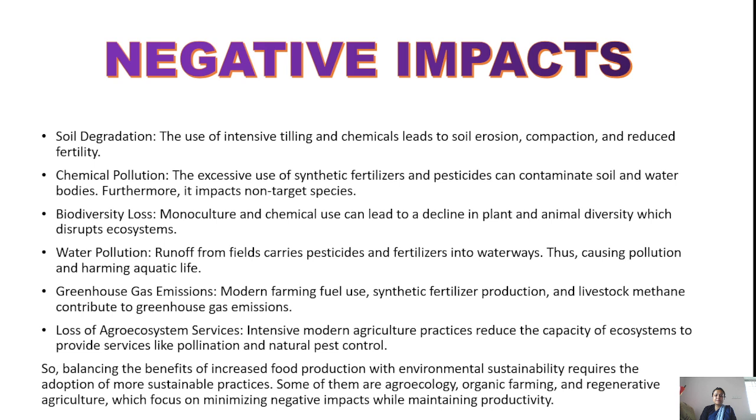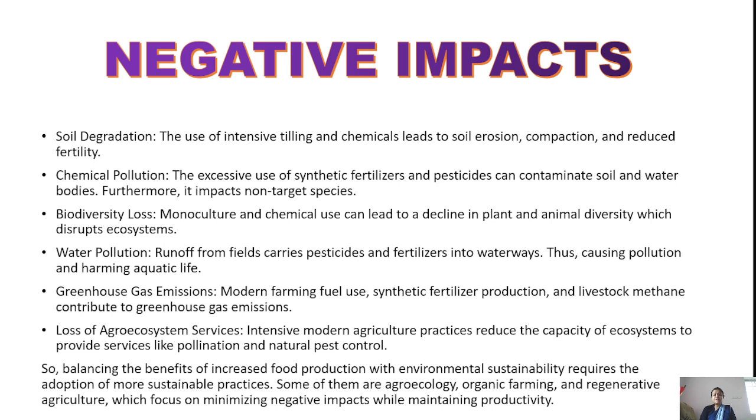Next, let's look into some negative impacts. Soil degradation. Excessive use of tilling and chemicals leads to soil erosion and reduced soil fertility, which is the major impact due to these modern farming techniques. Next is chemical pollution. Use of synthetic fertilizers and pesticides can contaminate the soil and water bodies, and it impacts many aquatic species. Biodiversity loss.